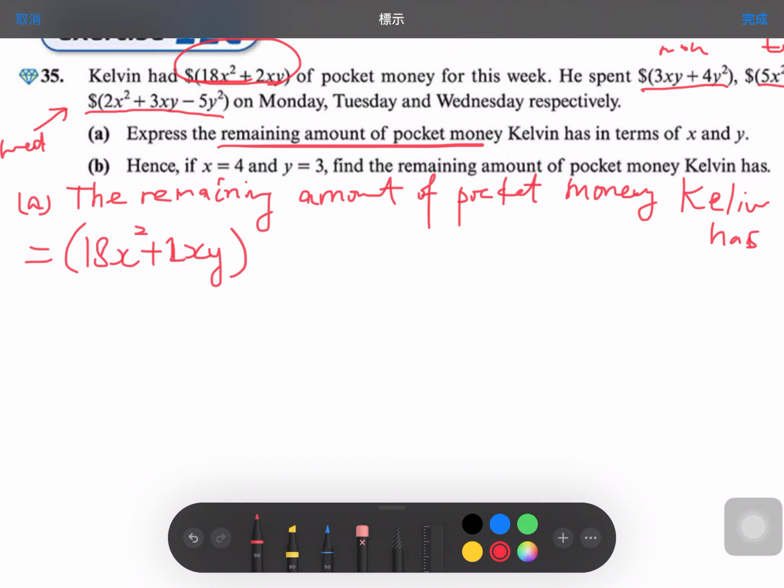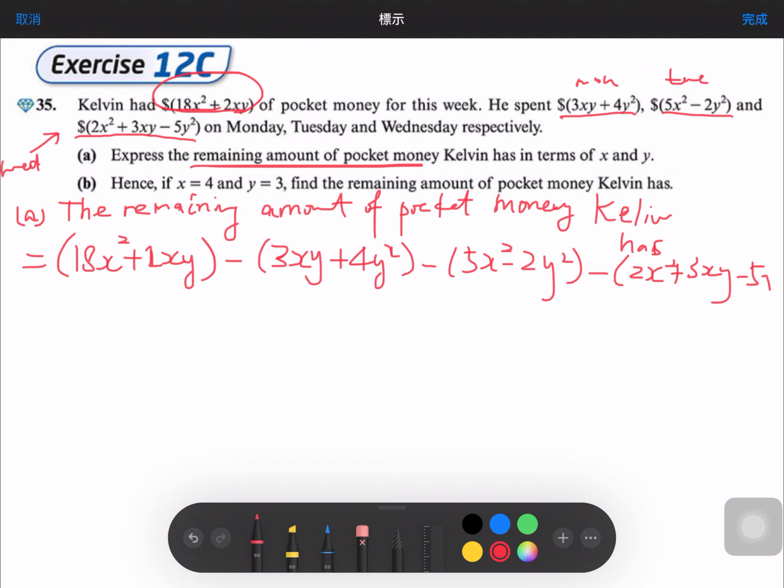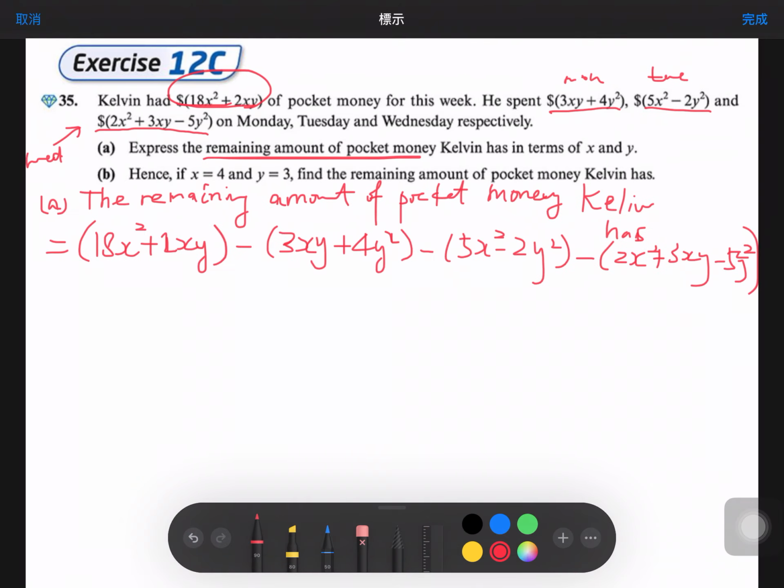with a bracket, minus the money he spent on Monday, 3xy plus 4y squared, minus the second amount, minus the third amount. So it's very long, but be patient. Just copy this down, because the first step gives you 1 mark.